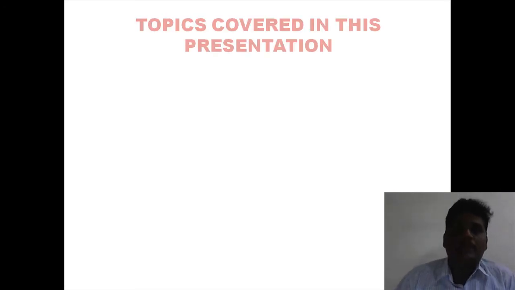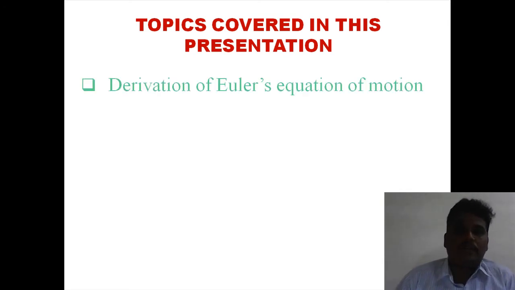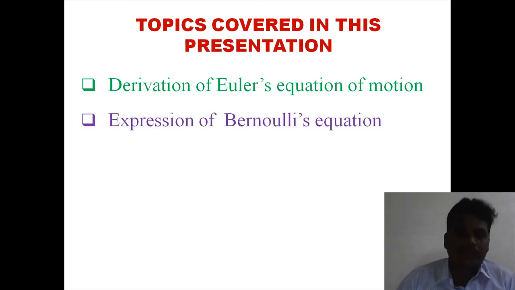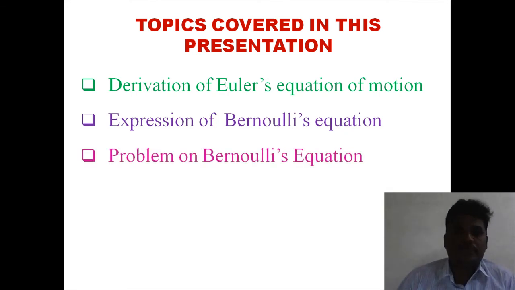It is a continuation of unit 2 after the Darcy-Weisbach equation. Now, derivation of Bernoulli's equation. The first topic covered in this presentation is the derivation of Euler's equation. By Euler's equation we are deriving the Bernoulli's expression. Next, the expression of Bernoulli's equation, and then a problem on Bernoulli's equation.